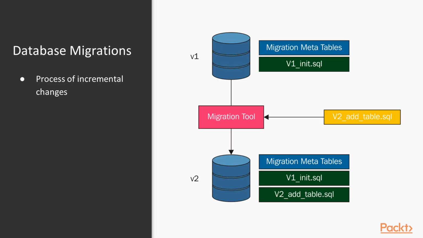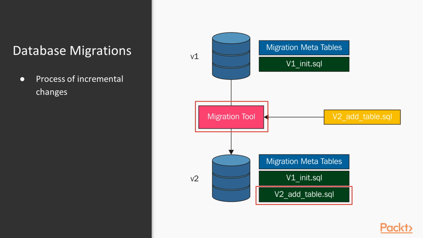Database schema migration is a process of incremental changes to the relational database structure. Let's have a look at the following diagram to understand it better. The database in the version v1 has the schema defined by the v1_init.sql file. Additionally, it stores the metadata related to the migration process, for example, its current schema version and the migration changelog.